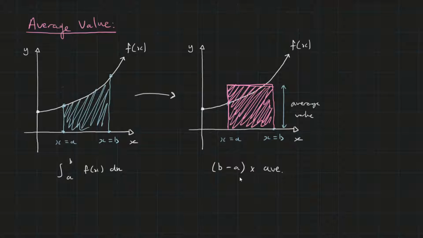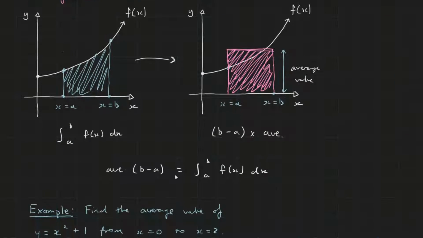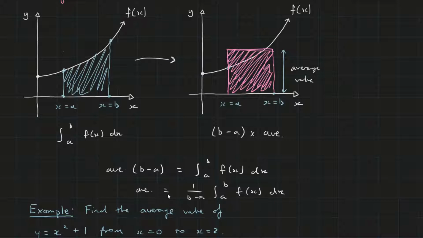Now these should be equal to each other. So what I do is I make them equal to each other. So I say average multiplied by b minus a is equal to the integral from a to b of f of x dx. Therefore, I can get the average value as 1 over b minus a multiplied by the integral from a to b of f of x dx. And this is the formula for the average value of a function.